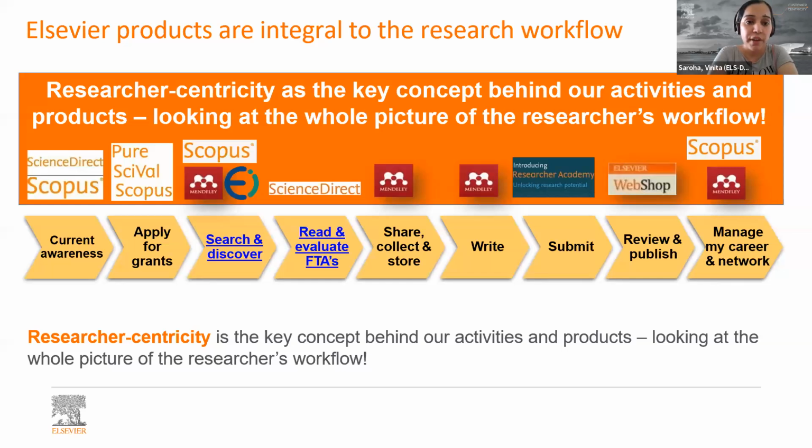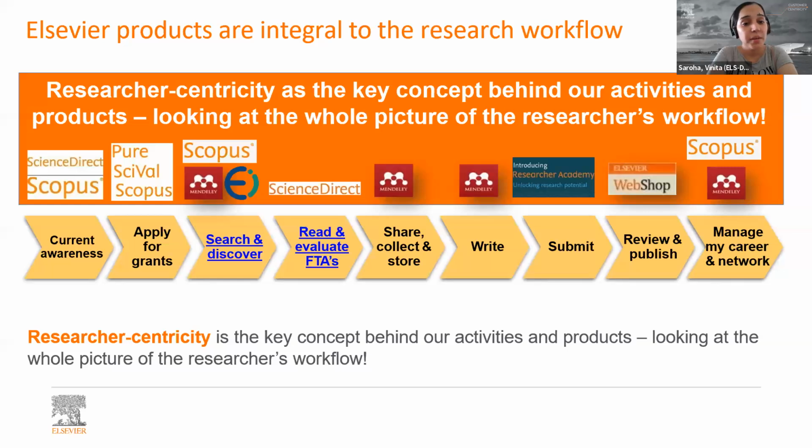starting from current awareness. We have multiple solutions which support you in that: Science Direct, Scopus, followed by applying for grants. Again, SciVal and Scopus come into the picture for that. For sharing an article, Mendeley comes into the picture. And I request everyone, please start using Mendeley if you're not using it, because Mendeley is a completely free solution. It not only helps you with references, but also helps you connect with your social network, peer groups, or other groups as well.